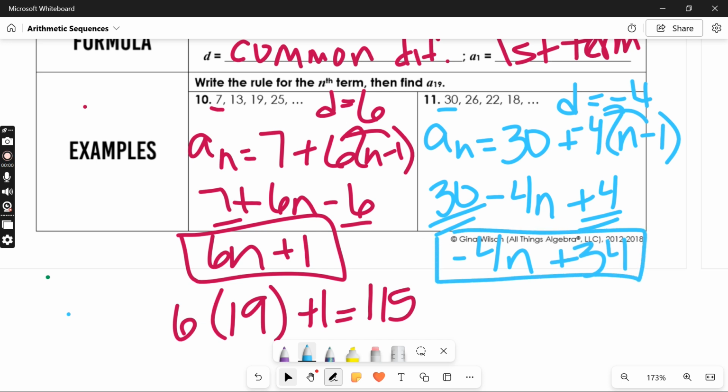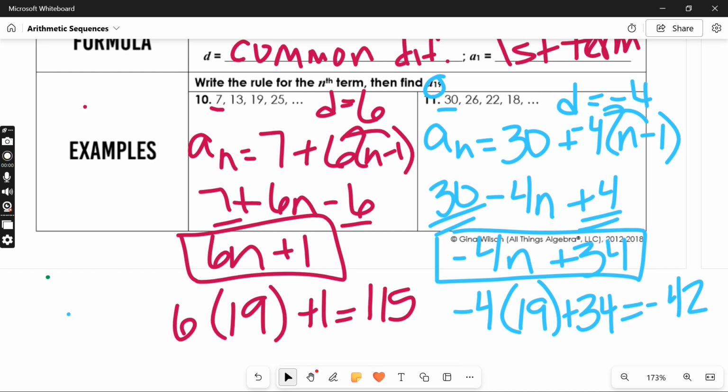Okay, so this is my rule, and then I'm going to plug in 19. -4 times 19 plus 34. Okay, so that little 19 is telling you what number to plug in. When I do that, I get -42.